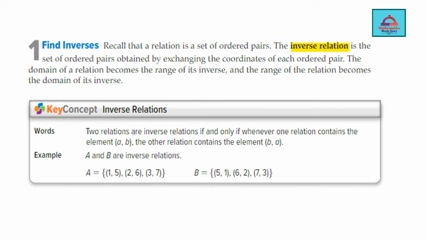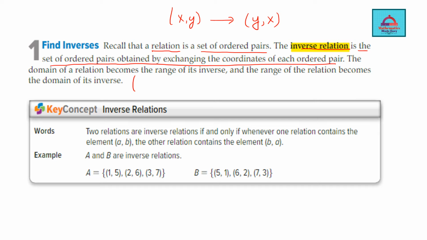So first we need to understand the key concept of inverse relations. Recall that a relation is a set of ordered pairs. So if you have an ordered pair x, y, then its inverse you can get by exchanging the x and y coordinates. So y comes here, x comes here. So inverse relation is the set of ordered pairs obtained by exchanging the coordinates of each ordered pair. So this is what is called inverse relation, and the domain of the relation becomes the range of the inverse, and the range of the relation becomes the domain of the inverse. So there is an exchange which happens.